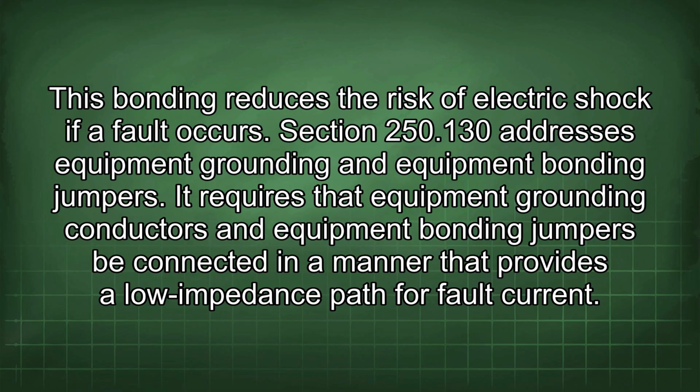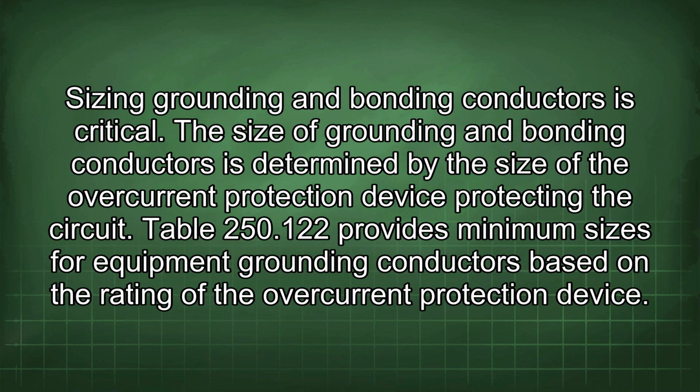Section 250.130 addresses equipment grounding and equipment bonding jumpers. It requires that equipment grounding conductors and equipment bonding jumpers be connected in a manner that provides a low impedance path for fault current. Sizing grounding and bonding conductors is critical. The size of grounding and bonding conductors is determined by the size of the overcurrent protection device protecting the circuit.